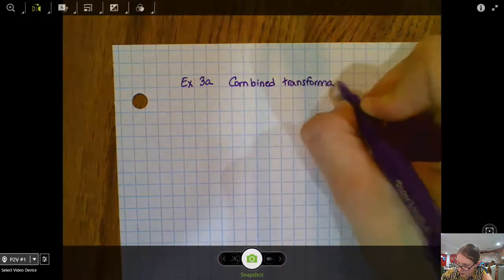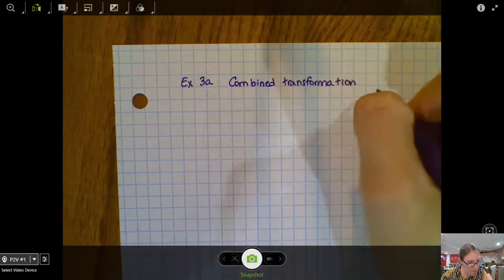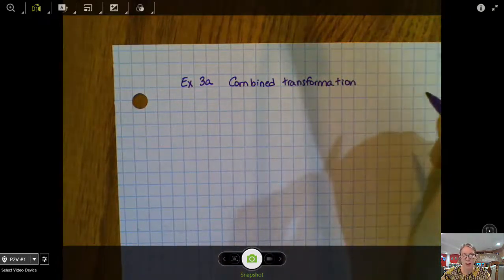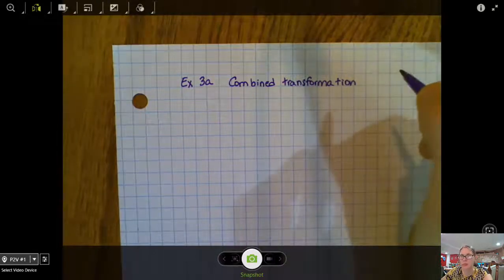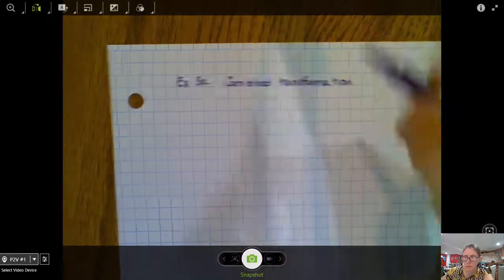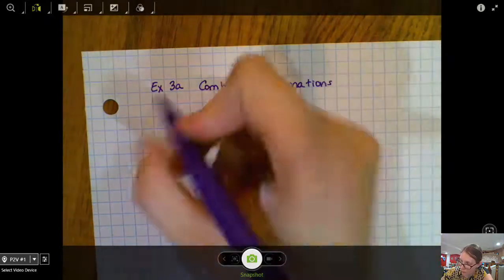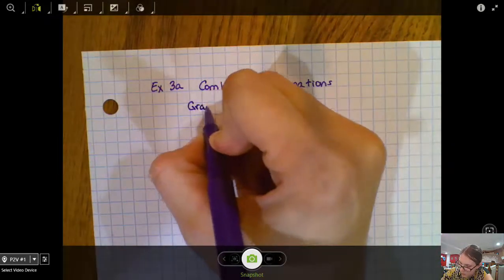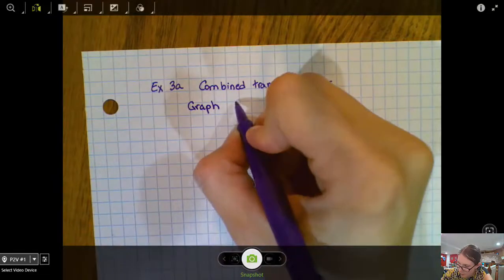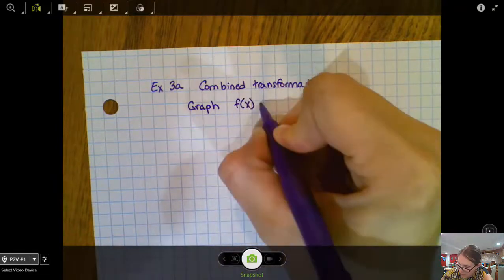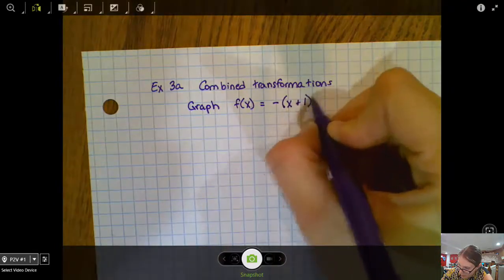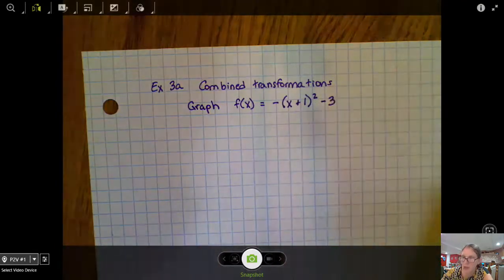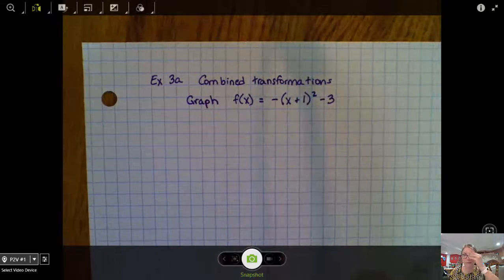So example 2 there, you saw a reflection and either stretch or compression, but now let's throw in some of those translations too that we were graphing. Let's graph a parabola again here. Let's graph f of x equals negative (x plus 1) squared minus 3. Whoa, there's a lot of stuff going on here.